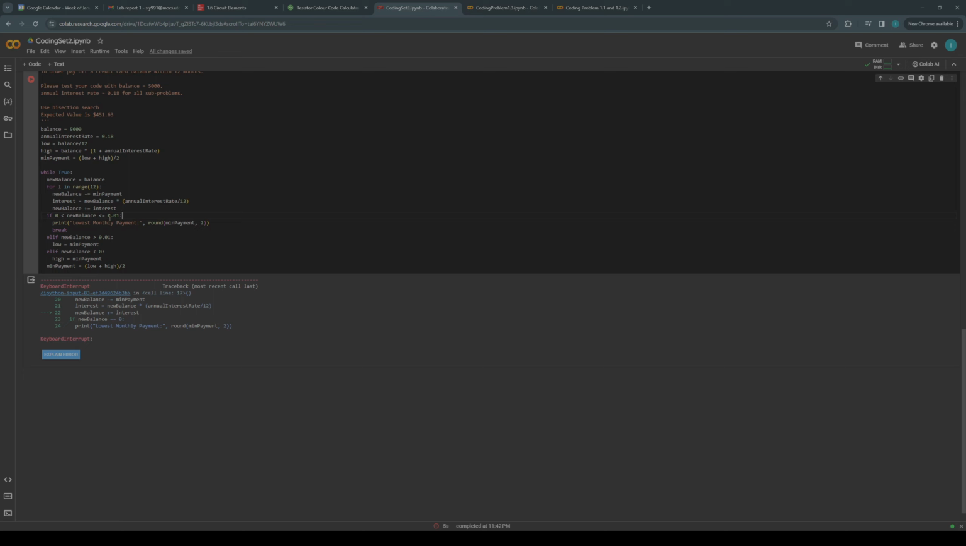Like I was talking about earlier, I don't really know why you would want this to be an equal sign. I'm going to take it away. I don't think you need the equal sign. I could definitely be wrong. Might get points off for it. But in my head, I really wouldn't want to print out the lowest monthly payment if we're at 0.01, because that means that we're still a cent off.